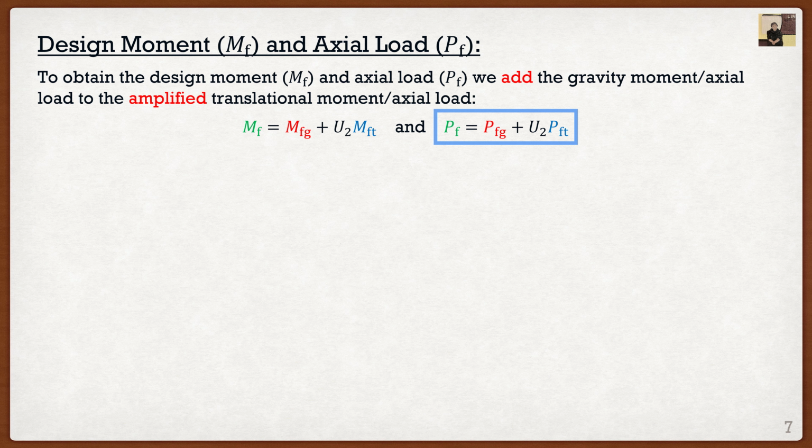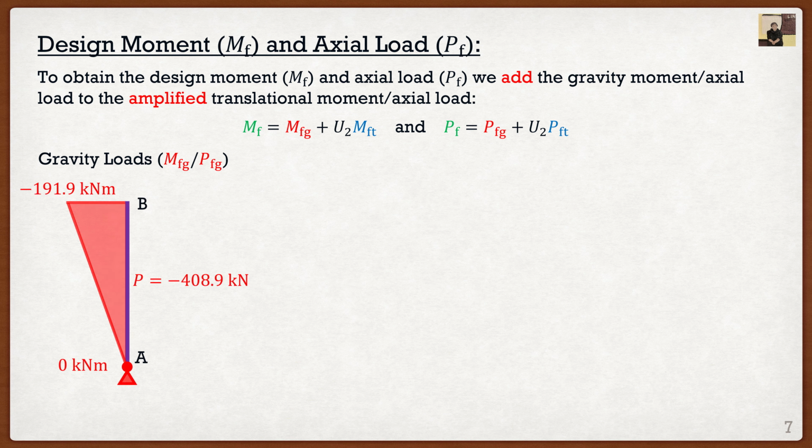So what I like to do here is take my sketches that I wrote down from S-frame. Under my gravity loads, this was my scenario. I had a linear moment profile going from 0 to negative 191.9, and it was under an axial load of negative 408.9 kilonewtons. Now, some of you may be saying, Clayton, where did you get that? Well, don't worry. This came directly from slide number 3. So in case you forget where these calculations came from, they're in slide number 3.